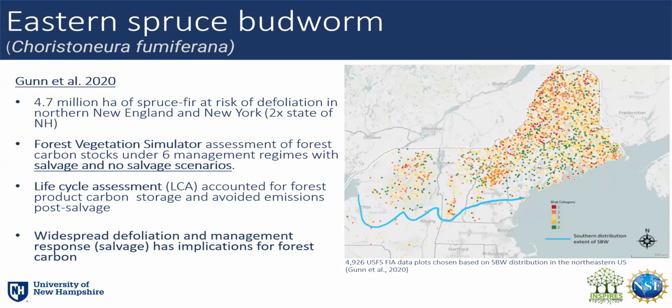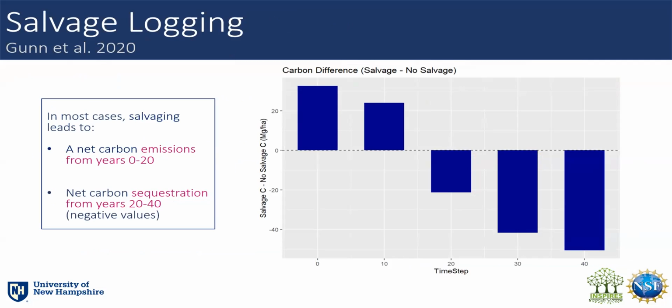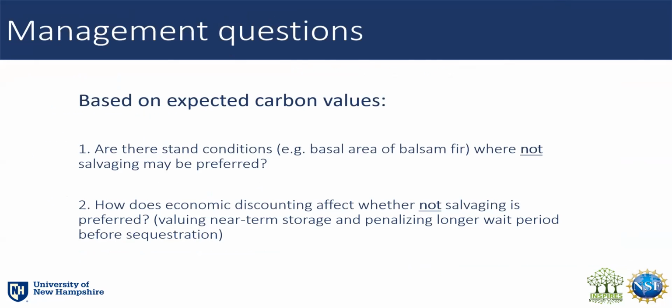In general, what they found was that, as you'd expect, the management response of whether or not to salvage after a widespread defoliation event has major implications for forest carbon budgets in the Northeast. To expand on that, Gunn et al. found that within the first 10 to 20 years following an outbreak, choosing to salvage typically leads to net carbon emissions, where these values are positive here. Over longer time periods, salvaging eventually begins to store more carbon, largely driven by that regeneration response.